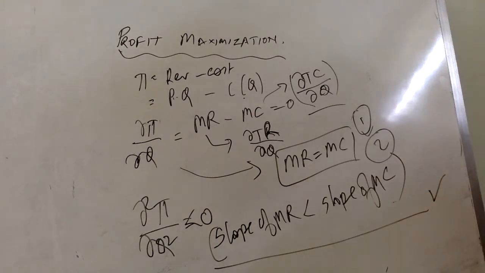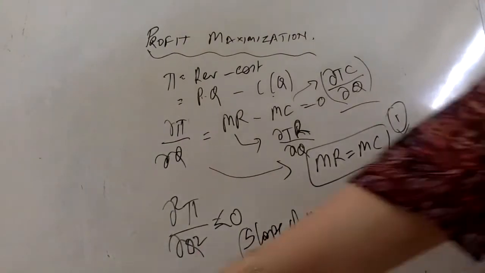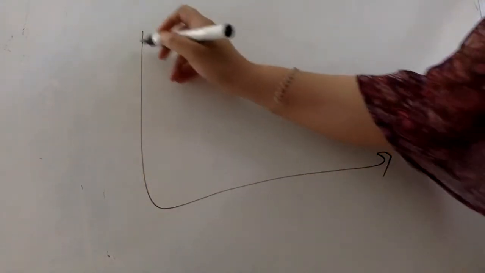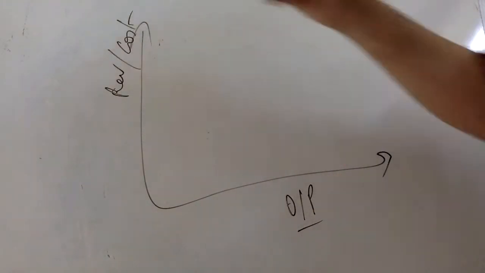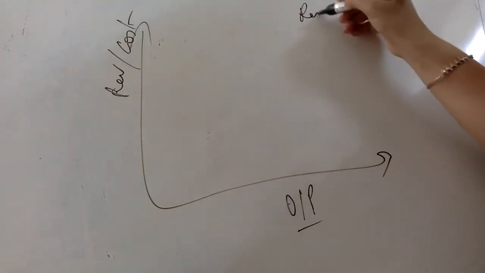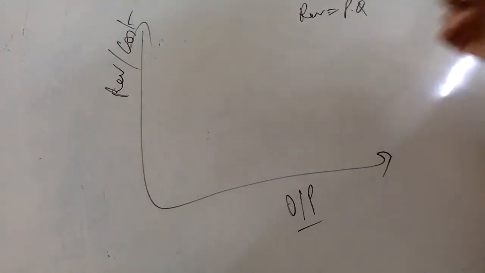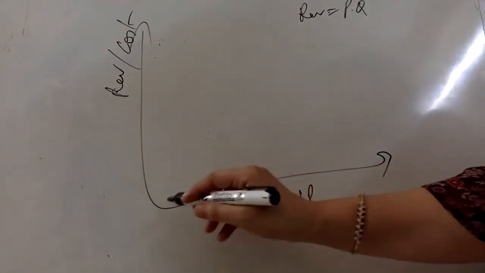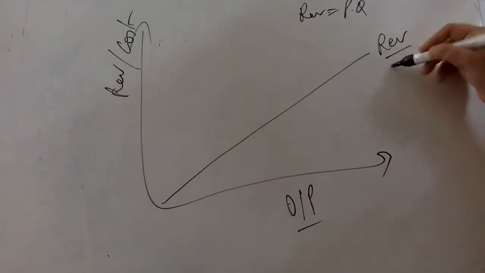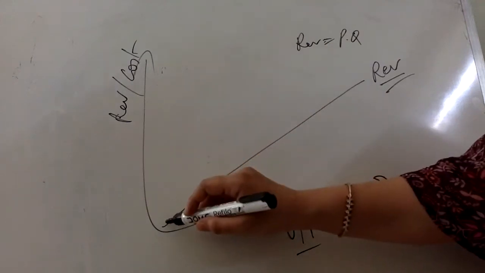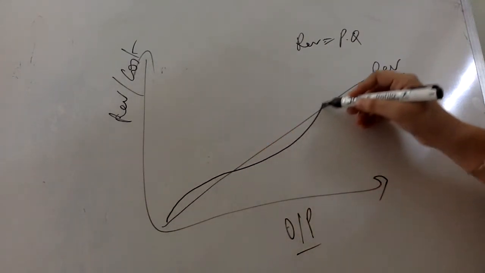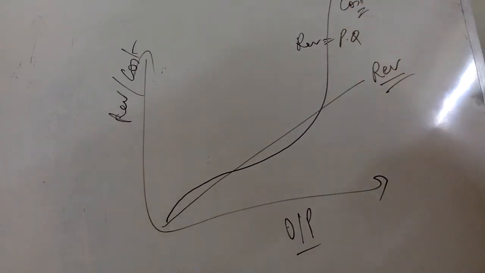Now graphically we'll check how it's actually happening. Let's draw the graph here for total cost and total revenue. Here I have output, and here I have revenue and cost plotted. Let's say revenue is simply price times quantity, and with respect to output it's a linear function. So my revenue is a straight line, and if I talk about the cost function, initially it's rising at a diminishing rate and later on it increases at an increasing rate. That's how my cost function is.